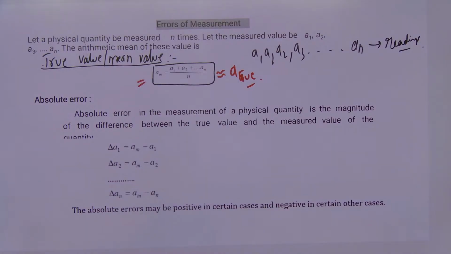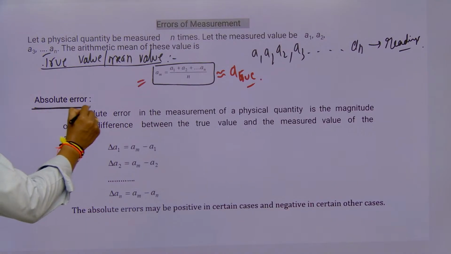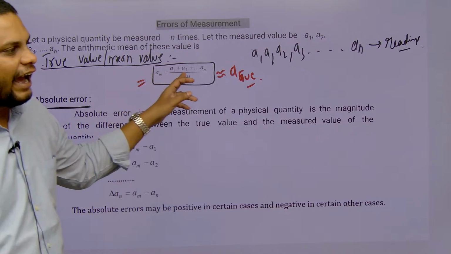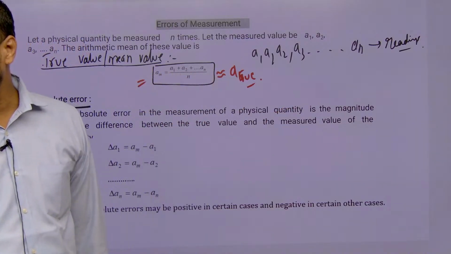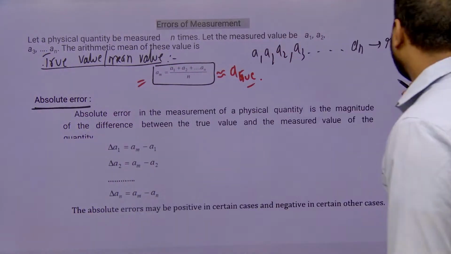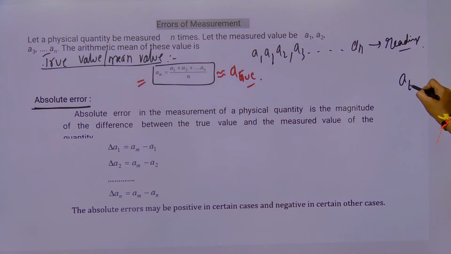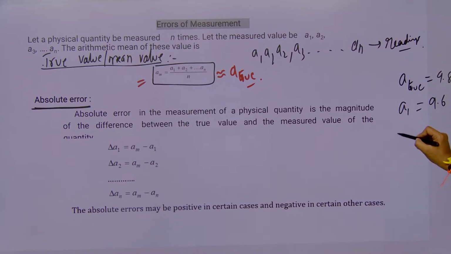Okay. Then next one, absolute error. Now what do you mean by absolute error? Means, for suppose if you take average of all the values, you get true value, right? Now let us take acceleration due to gravity, true value is 9.8. First I did the experiment, in the first trial I got 9.6, and in the second trial I got, let us say, 9.9. In the third trial I got 9.5. In the fourth trial I got 10. Some 4 trials I have taken.